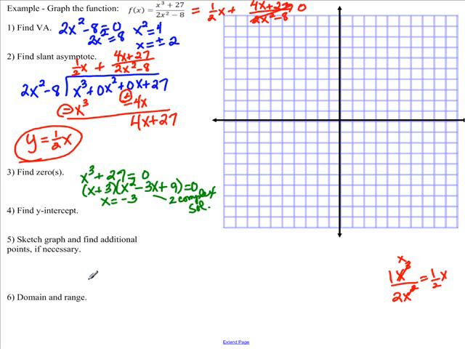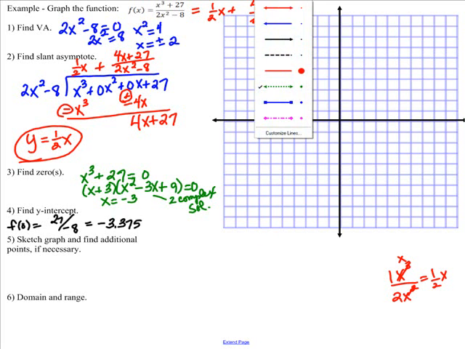Now what about our y-intercept if we plug in 0 into the function? Well, we would have 0 cubed, which is 0 plus 27, which is 27 divided by 0 minus 8, which is negative 8. So we get negative 27 over 8, or if you want, you can write that as a decimal of negative 3.375. So let's place some important information that we found on our graph and see how we can finish it off.